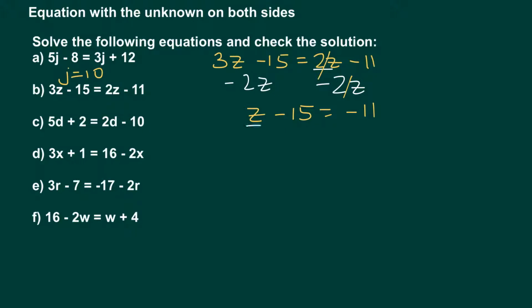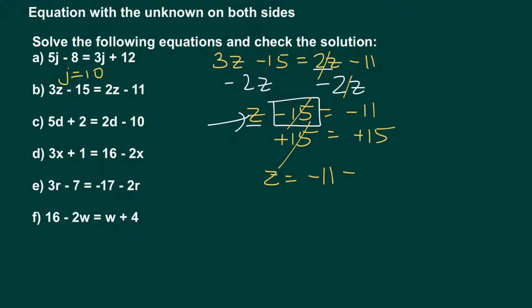Now, to get this z on its own, we need to get rid of this minus 15 here. So to deconstruct this equation, we would get rid of the minus 15 by doing a plus 15 on this side, and then we would do a plus 15 on this side as well, which cancels out the minus 15 and plus 15. And we are left with z equals negative 11 plus 15, which is just 4. So the solution for this one is z equals 4.